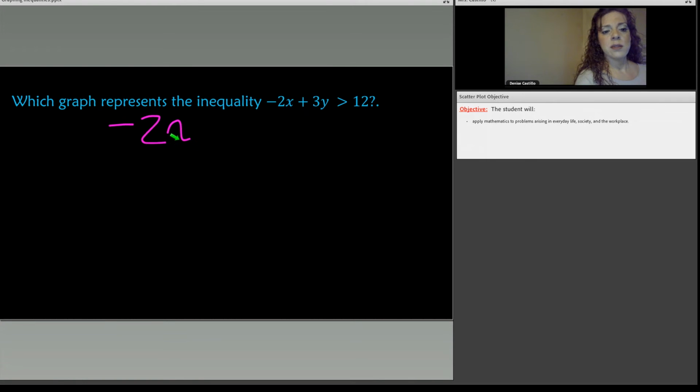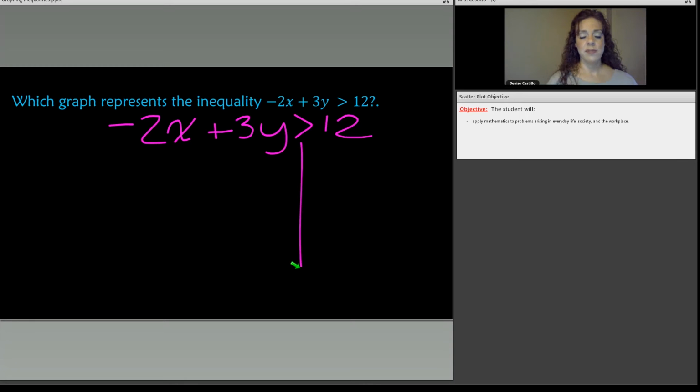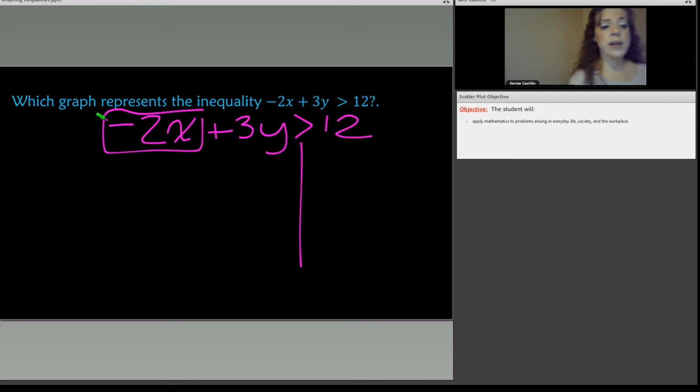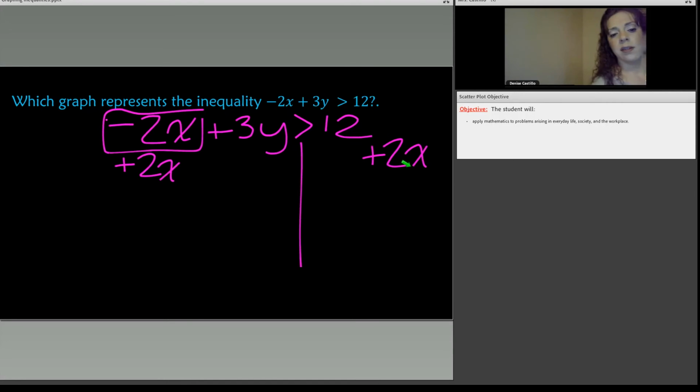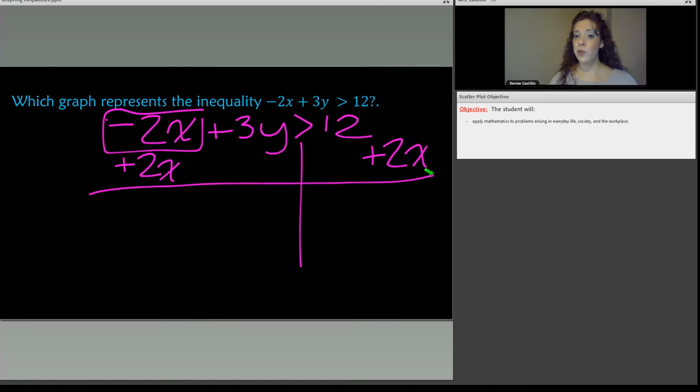Remember, in 2 easy steps from standard form to slope-intercept form. Step 1, move all of x over to the right. So we're going to do the opposite of negative 2x. Positive 2x on the right. On the left, we'll cross that out. Now let's bring everything down. 3y is greater than, I'll write x first, 2x plus 12.